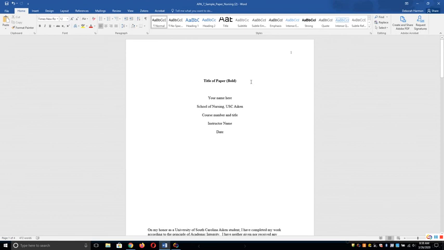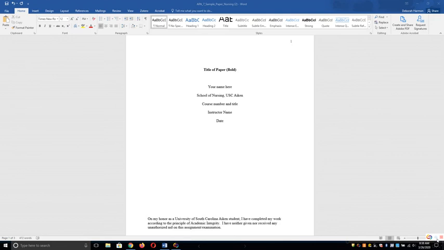Now, in this version, APA has specified what we include on the front page of our paper. So between the title of our paper, which is in bold, we do double space everything, and then we add an extra space in between, and then we include our name, our department, USC-Aiken, the course number and title, your instructor's name, and then the date.